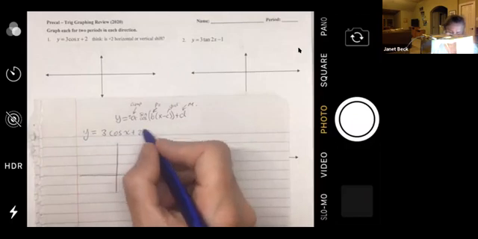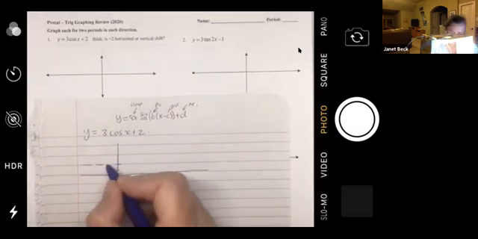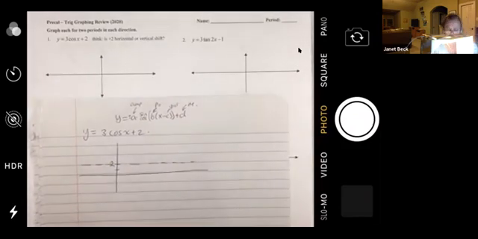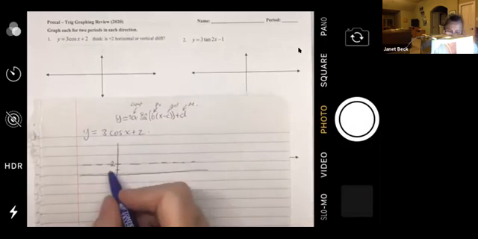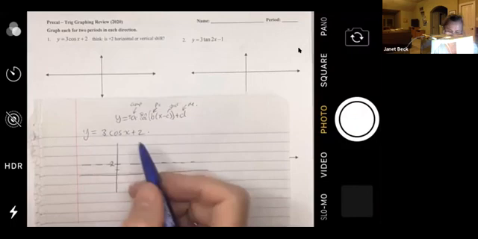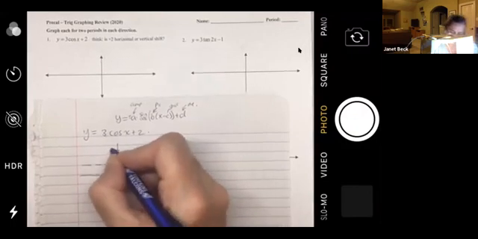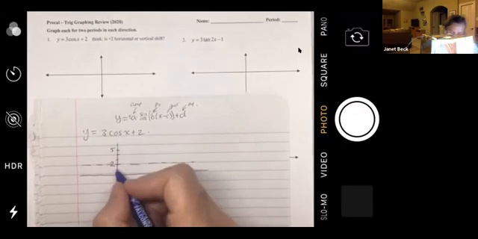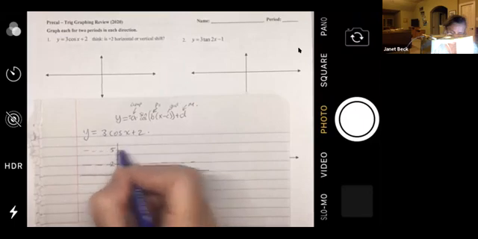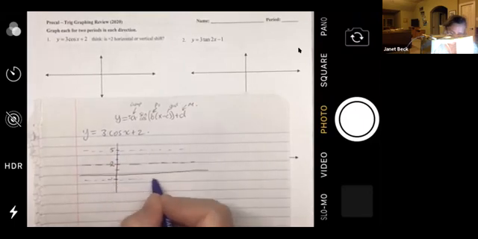I'm going to make each line be 2. So that's going to be our midline at y equals 2. We need new numbers on the axes. Then it's going to go up and down. It's got a vertical stretch of 3. So it's going to go up and down 3 from there. 2 plus 3 will take you to 5. 2 minus 3 will take you to minus 1. And these are your high line and your low line for your graph.